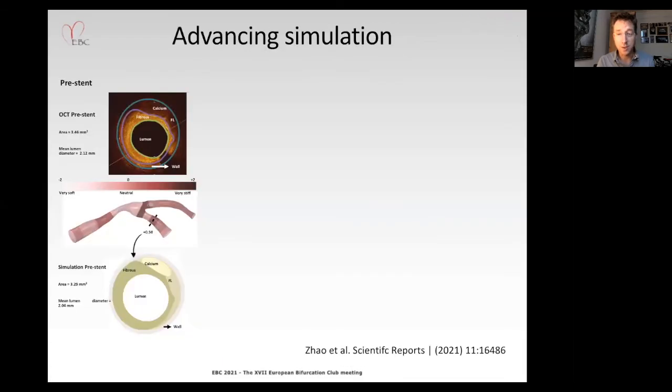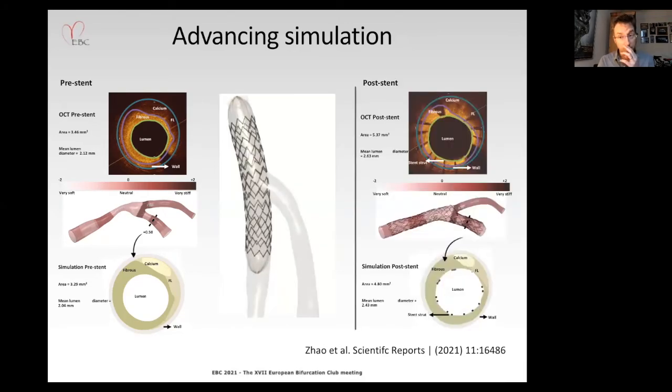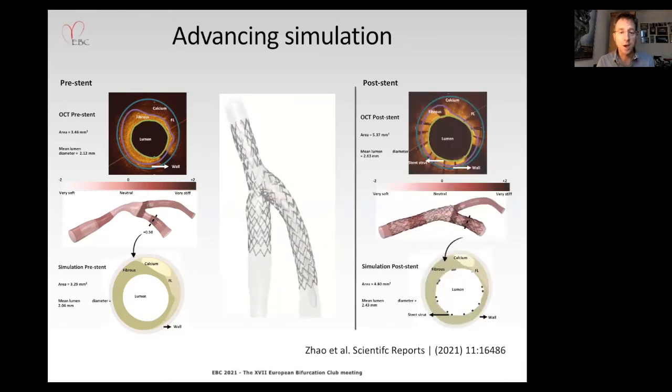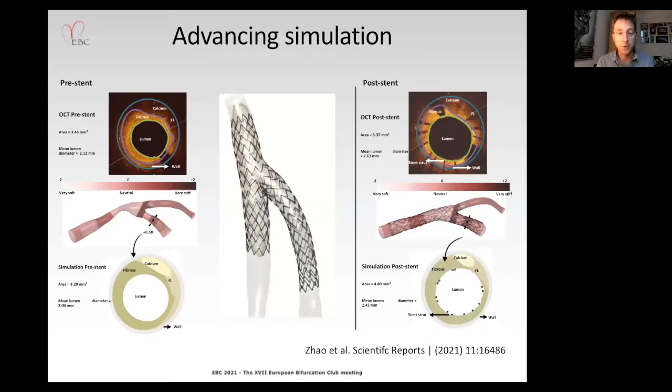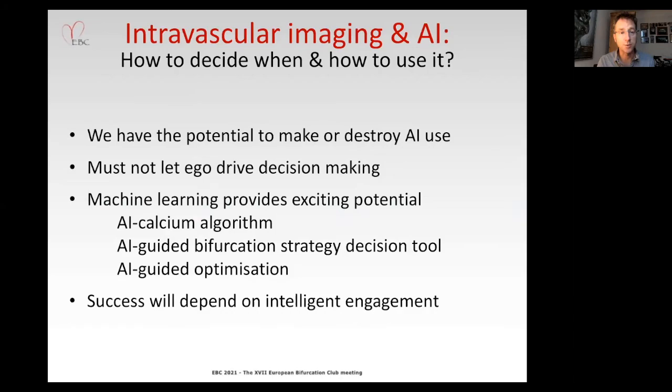Beyond that, we've seen the incredible advanced simulations led by Yanis Chiatsis in Nebraska, and the potential then for us to model different scenarios of bifurcation, also limited by the potential soft or stiff nature of the vessel according to the tissue characterization by OCT. So that hope that we might actually have a machine that could tell us the most optimal bifurcation strategy could become a reality soon. So how to decide when and how to use AI?